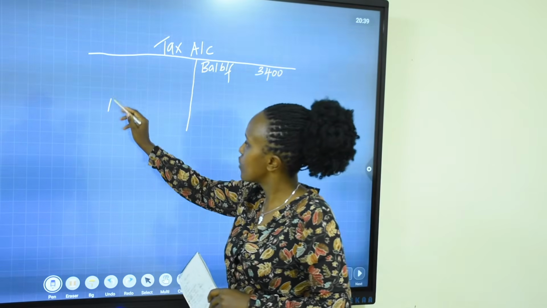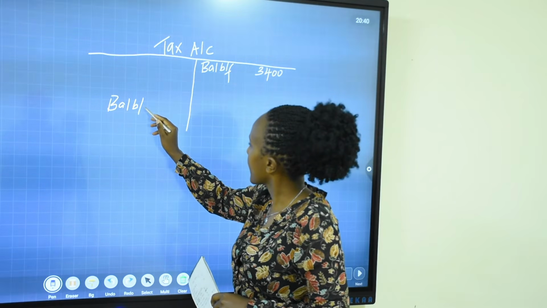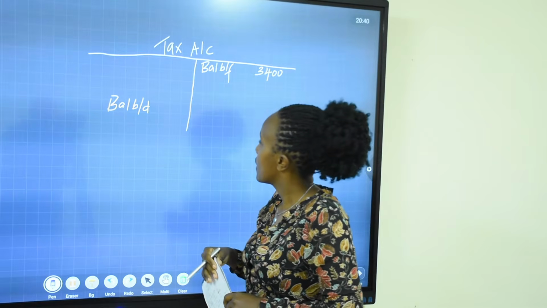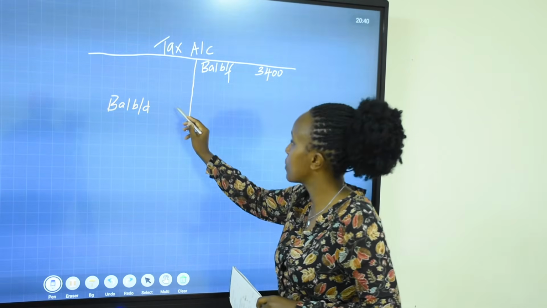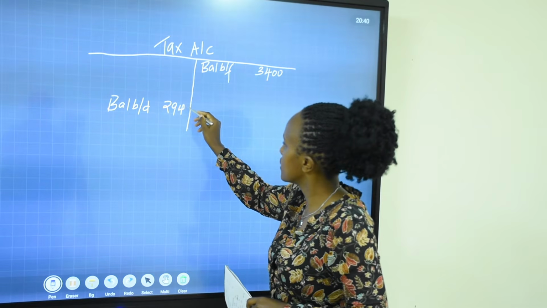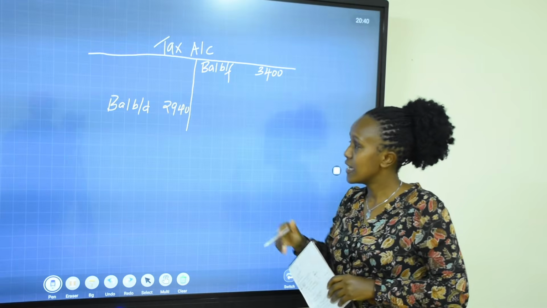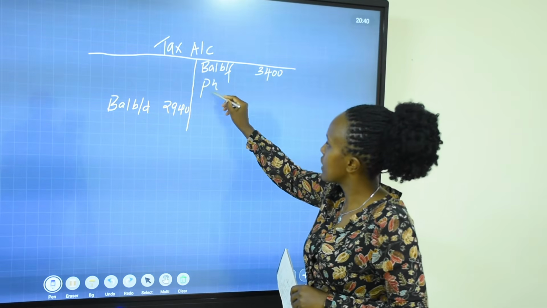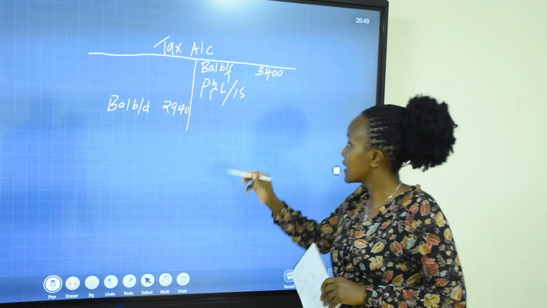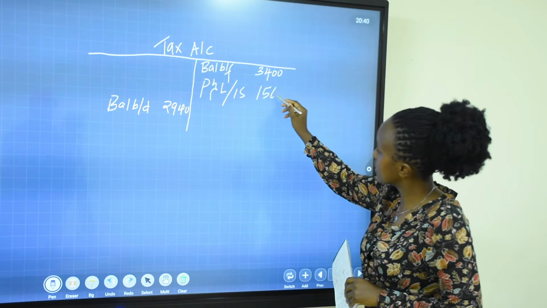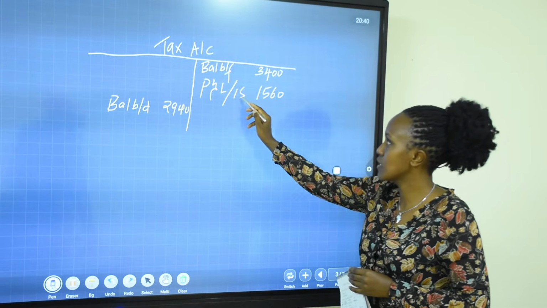Then as at the end of 2017, we are seeing that there is tax that is not yet paid of 2,914. Tax that has not yet been paid at the end of the year. Then according to the profit and loss, or the income statement, they charged a tax of 1,560 during the year. That is the tax that was charged during the year according to the income statement.